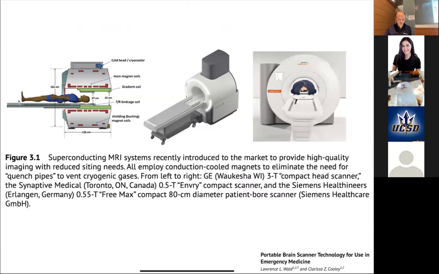So what are things that people are trying to do to address this? Well, we saw this in a previous lecture. This is Siemens's Freemax, but there's other smaller magnets that are coming out here. And they all have the property that they use conduction-cooled magnets. So they don't really need as much helium, and so they don't need the quench pipes, okay? So they're just much easier to site.